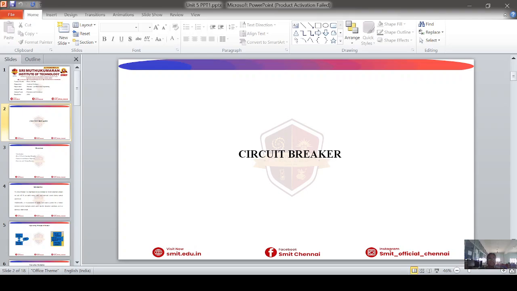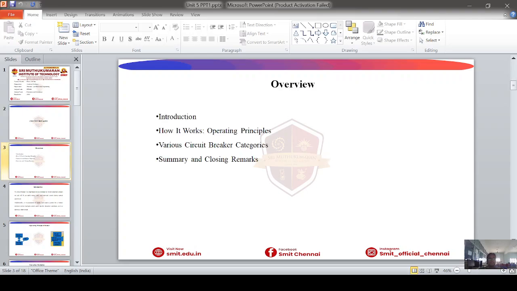In this slide, to introduce the subject Protection and Switchgear and the topic, the circuit breaker. Overview of the presentation. This slide gives an outline of the presentation. It includes introduction, working principles, various circuit breaker categories, and summary and closing remarks.